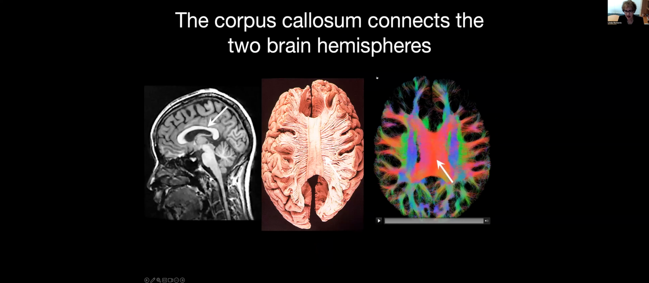We study the largest fiber tract in the brain called the corpus callosum. You can see the corpus callosum here in a person in a sagittal view MRI. And you can see it's a very large structure and it connects the two cerebral hemispheres together. So how does this structure form? What are the genes and molecules and cellular mechanisms involved? And then once it is formed, how does it underpin cognitive function?